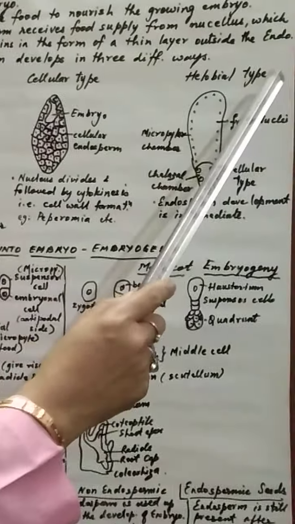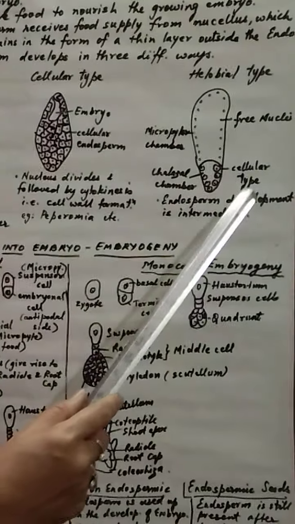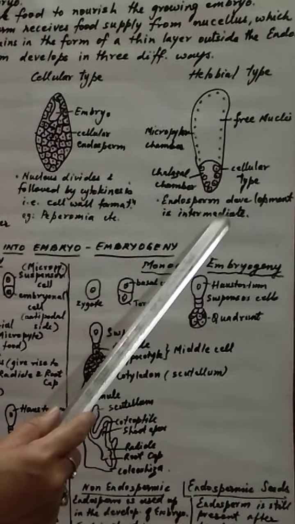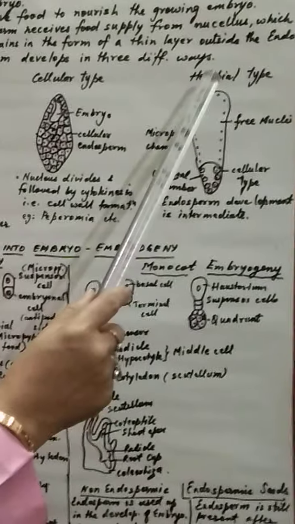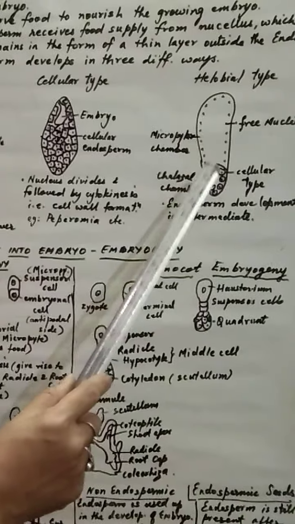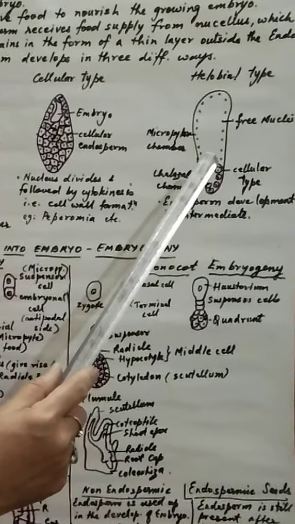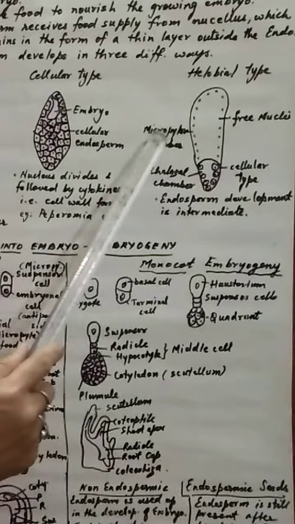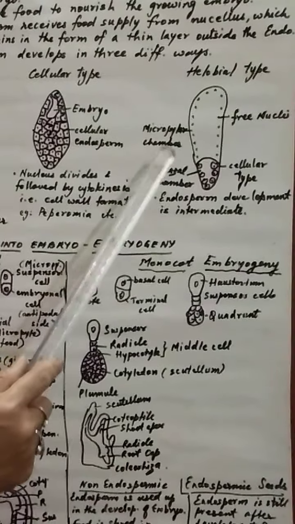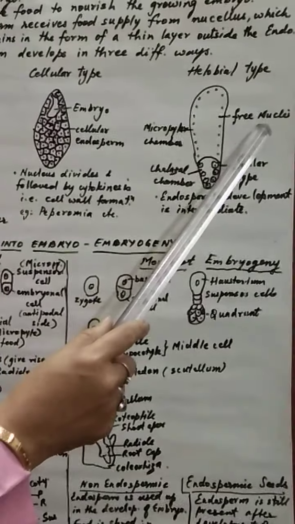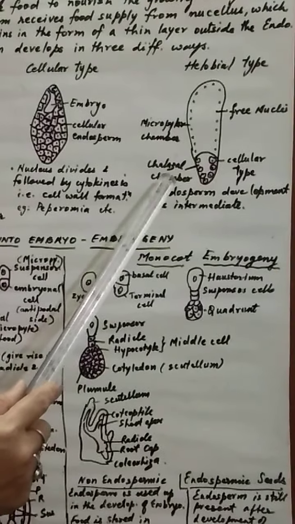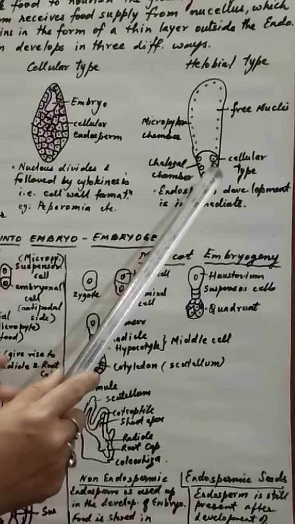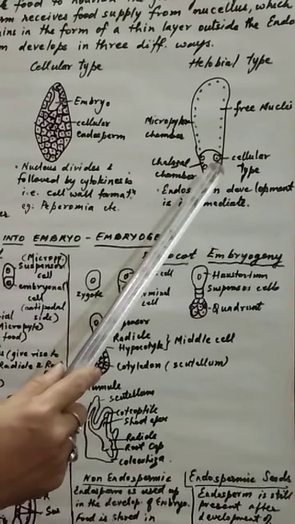The third is halobial type. This endosperm development is intermediate, that is, it is having both nuclear type and cellular type of nucleus. This is the embryo sac. The nucleus divides in the starting, and in half of the chamber, which is called micropyle chamber, the nuclei are free, they do not develop cell wall, while towards the chalazal chamber the nucleus undergoes cytokinesis, and so it is cellular type.